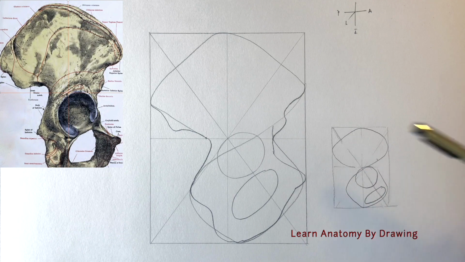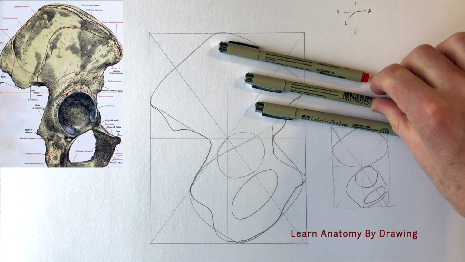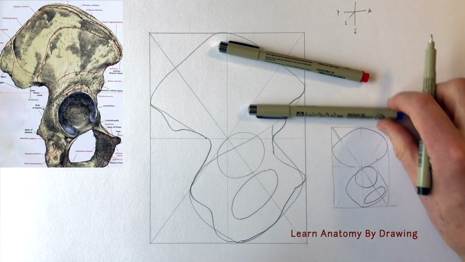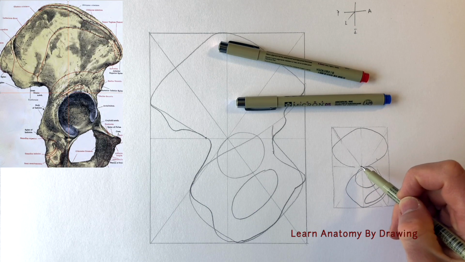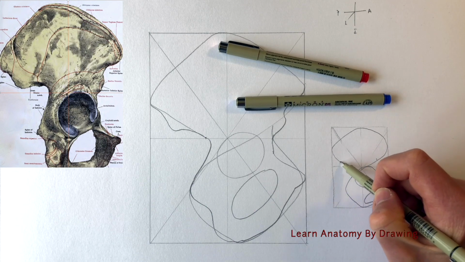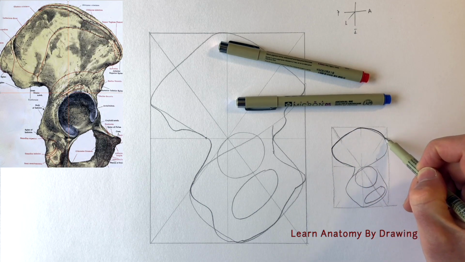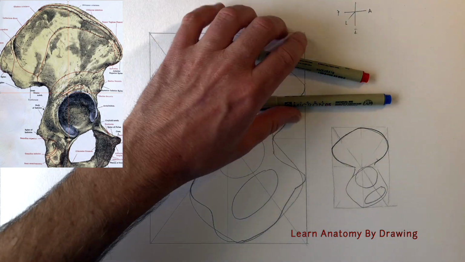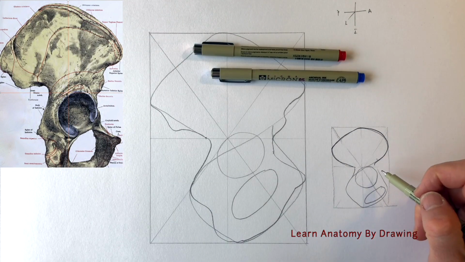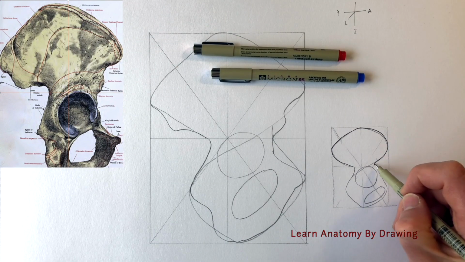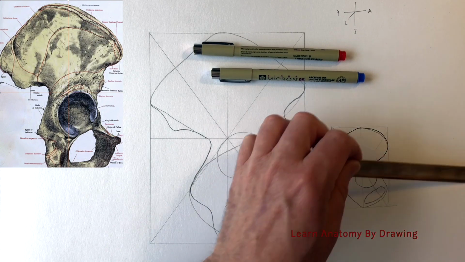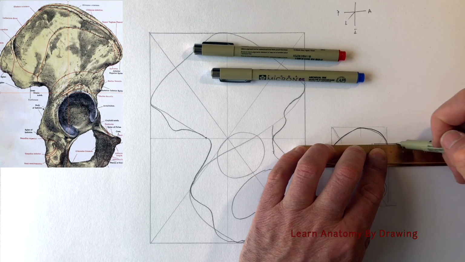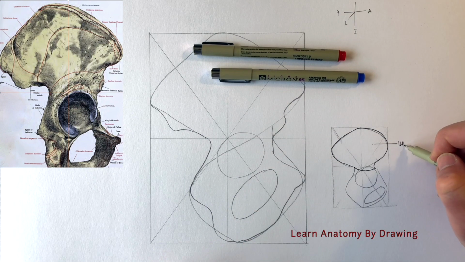Alright, what I want you to do is get 3 different coloured pens. And we're going to ink this in. It doesn't matter what colour you do. Let's pop in this. Comes down to about there. And then draw that across like that. And label that as the ilium.